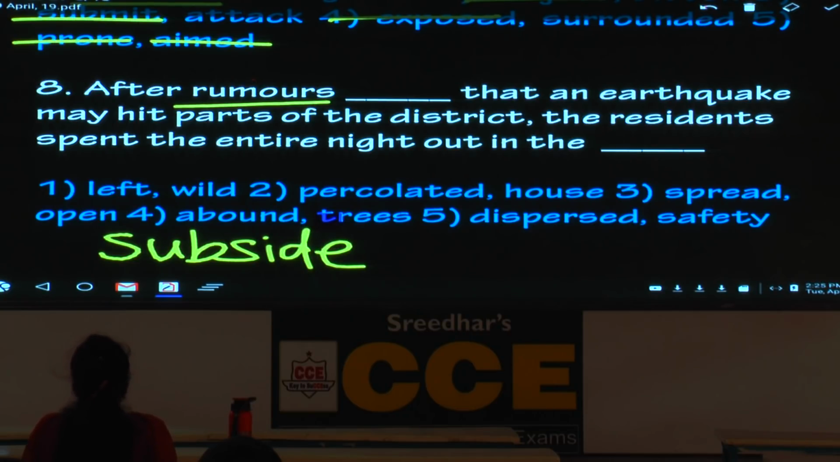Subside. It goes with rumors. It goes with waves, tidal wave. Subsided means come down, reduce in intensity. The rumors subsided. But left is not correct. In the wild district, you don't come across wild or wilderness. Not correct. Hope you guys are listening.